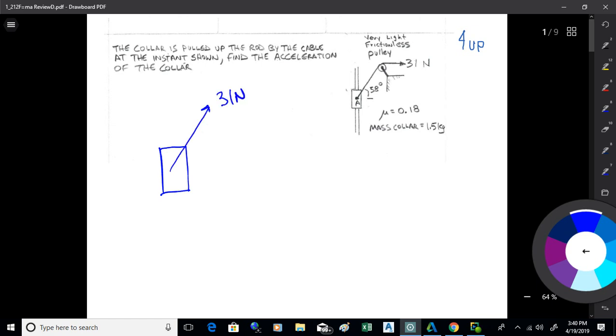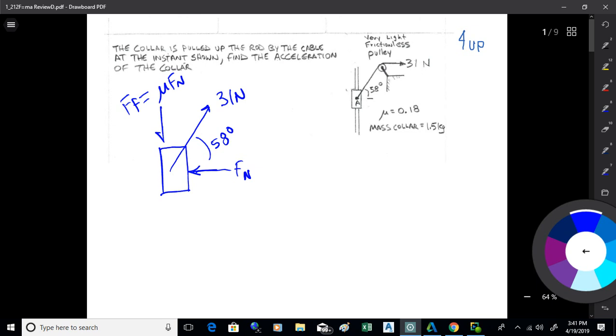So 31 newtons, 58 degrees, is that right? All right, and which way does the friction go? Yeah, it goes down because the thing's moving up, so you're going to have a force of friction. Okay, you're going to have an Fn doing that, right? Because the cable's going to pull the collar to the right, so the shaft is going to push it back to the left. And that's going to be mu Fn.